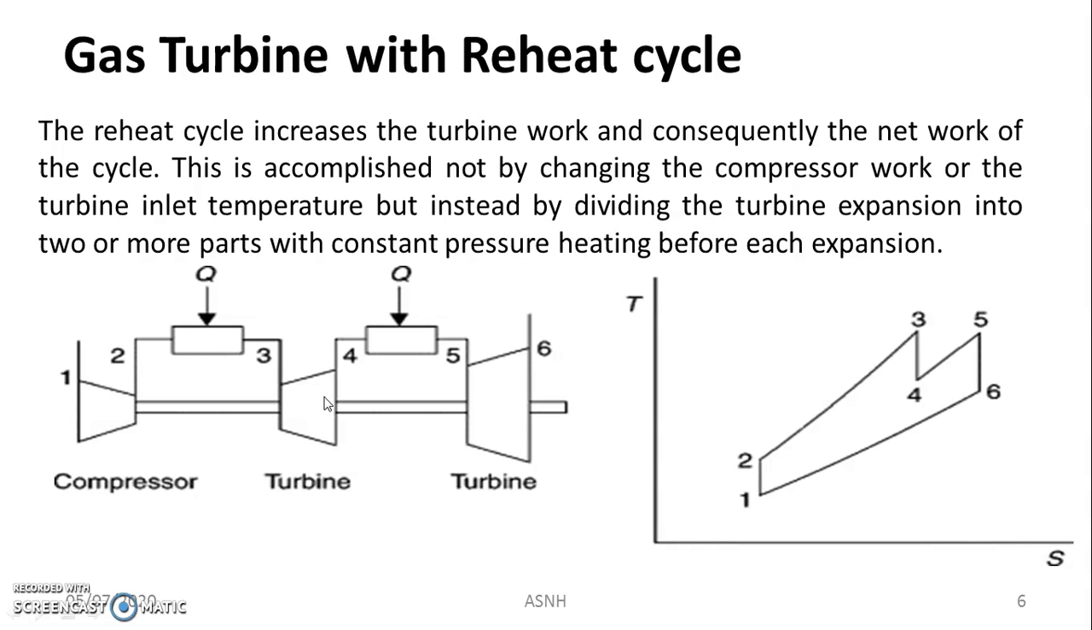Further, if you want a large output, then again the same expanded mixture enters the second stage of the turbine through a second combustion chamber. So there are two combustion chambers used, combustion chamber number 1 and combustion chamber number 2, in order to improve the performance. So here you will get an idea about the gas turbine with reheat cycle.